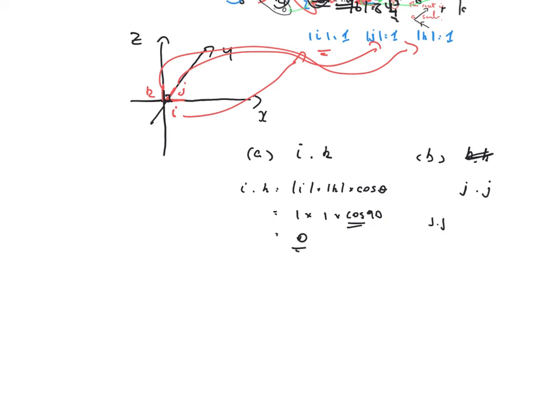What about j dot j? Well, magnitude j times magnitude j times cos theta. So that is 1 times cos theta. What's the angle in between j and j? Well, they lie on top of each other, which means there's no angle. That's cos of 0. Cos of 0 is equal to 1. So that means that j dot j is equal to 1.